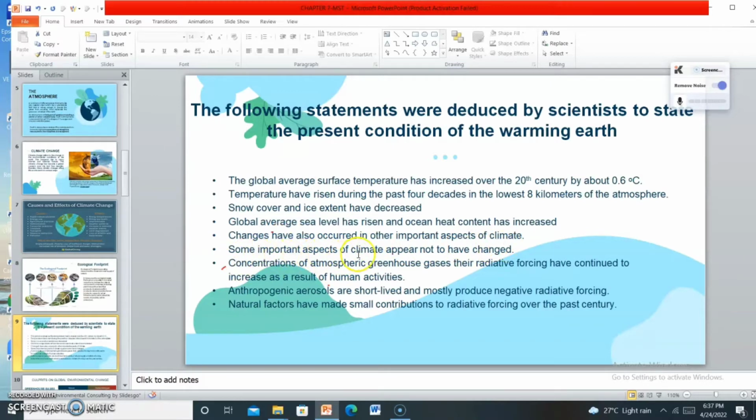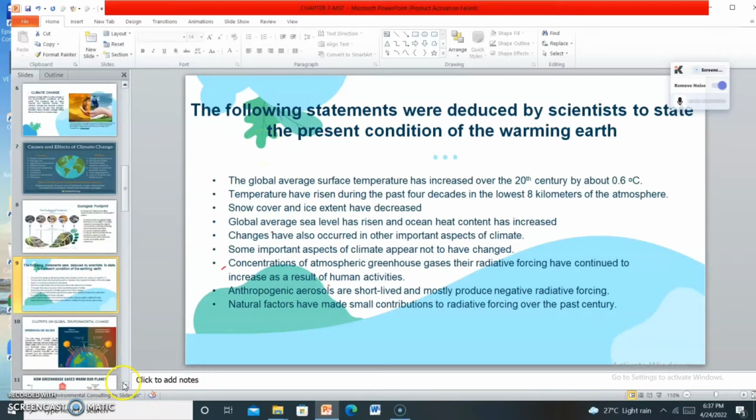Some important aspects of the climate appear not to have changed. Concentrations of atmospheric greenhouse gases and radiative forcing have continued to increase as a result of human activities. Also, anthropogenic aerosols are short-lived and mostly produce negative radiative forcing. And lastly, natural factors have made a small contribution to radiative forcing over the past century. Those are the statements deduced by scientists.